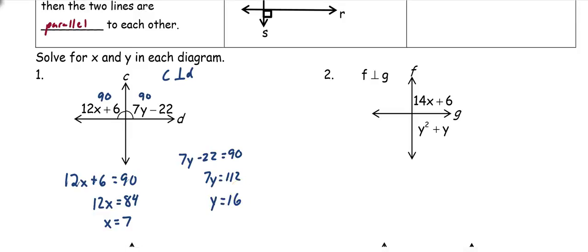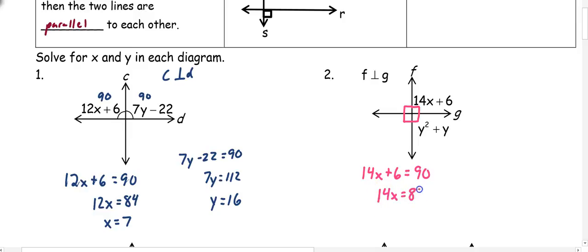In number 2, it tells us that f is perpendicular to g, which means all of these are right angles because perpendicular lines form right angles. So to solve for x, we're going to have 14x plus 6 is equal to 90. We can subtract 6 from both sides, so 14x equals 84. And when I divide by 14, I get 6.